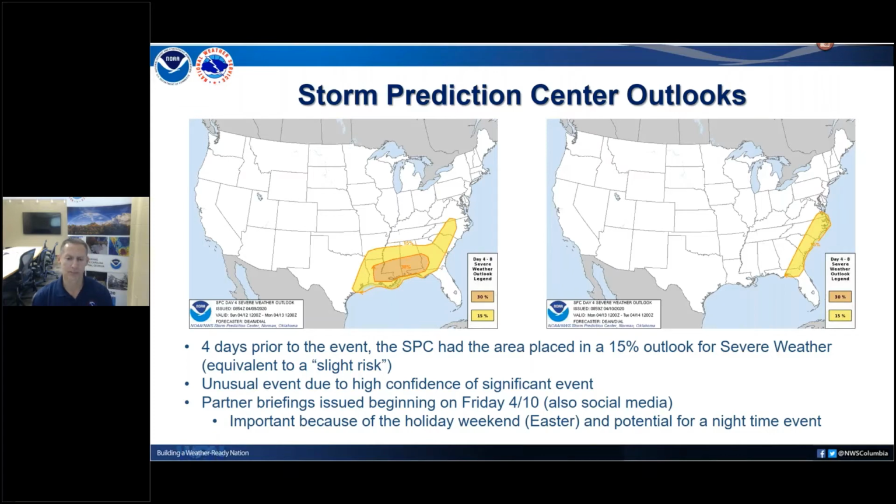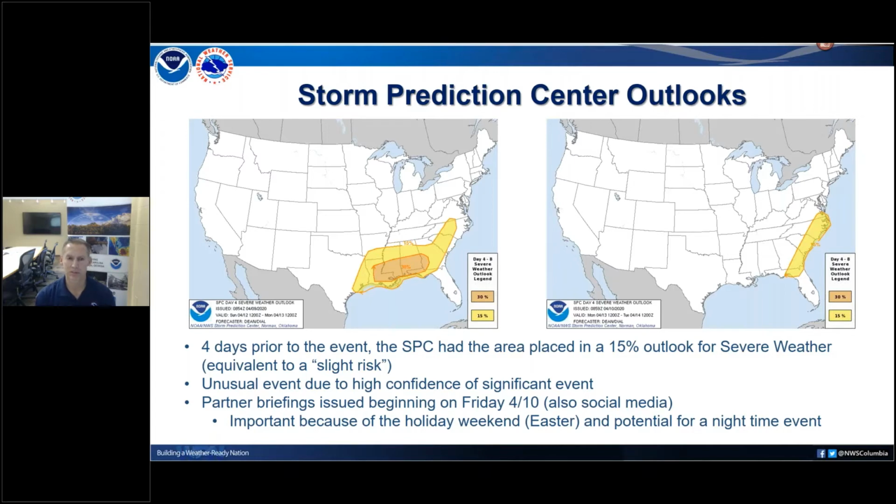And so given this information, we went ahead and started issuing partner briefings that day on that Friday, trying to get the information out to our partners, to our emergency managers, and to the media, as well as starting to promote it on our social media. We really wanted to get the word out, just because this had the potential to be a significant weather event for our area. And not only that, but it was the Easter weekend, so it was a holiday weekend.